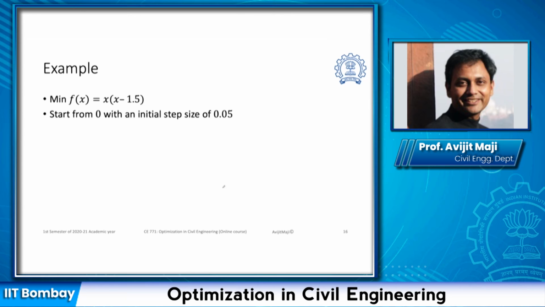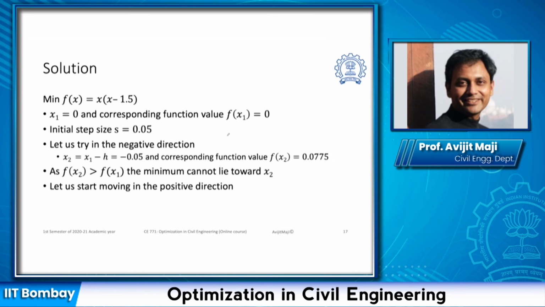So we choose the same example where we need to minimize our objective function, and we are starting from point 0. In this case, we are choosing a step size even smaller than the step size we had in the earlier case. So if we start again, our objective function is this. We are starting from 0. The objective function value at that point is 0. Our initial step size is 0.05.